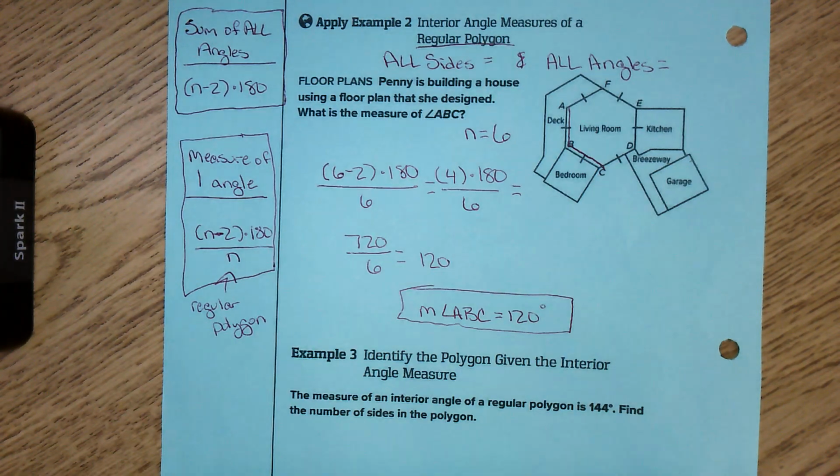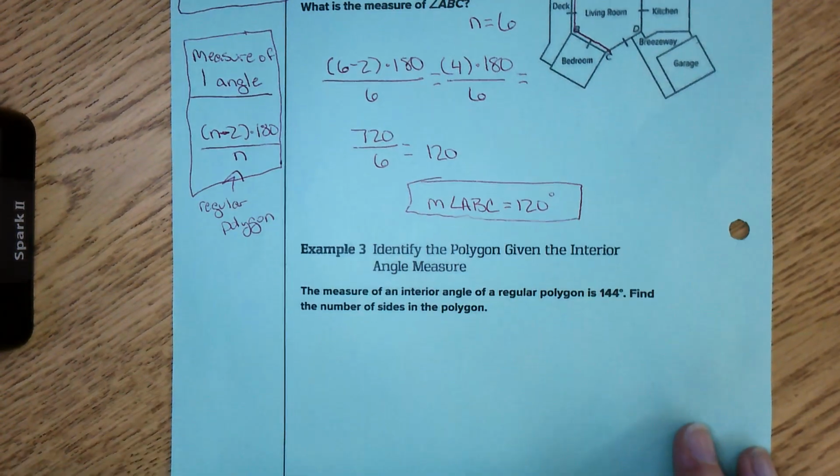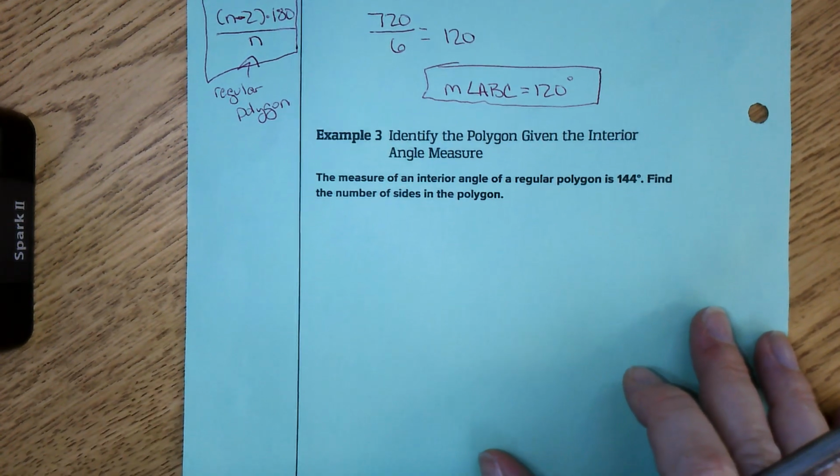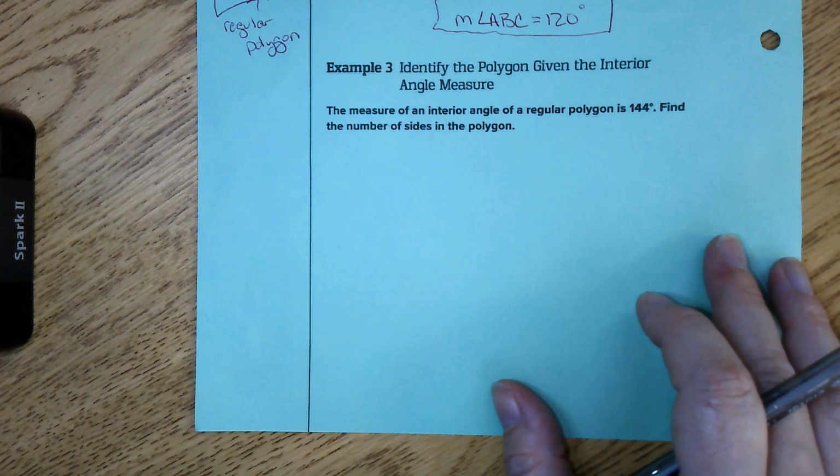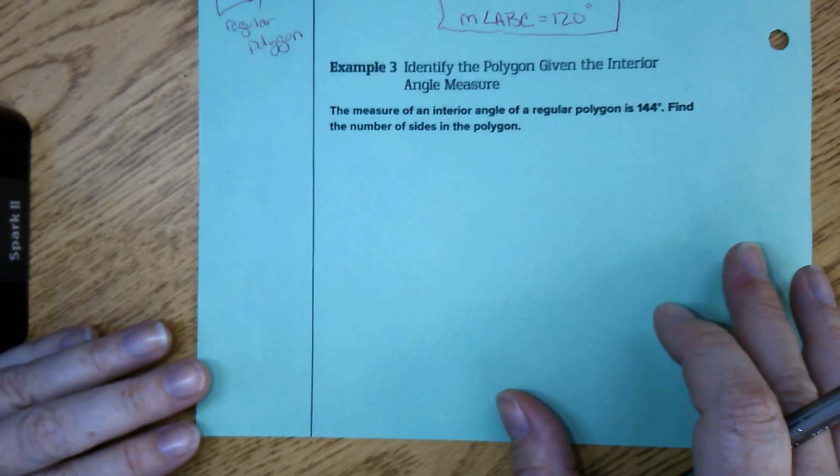All right, so that is how you find the interior angle of one angle of a regular polygon. Now let's go backwards, okay? Because you know, we love going forwards and backwards. It's because sometimes you are given different things. So let's identify the polygon given the interior angle measure.